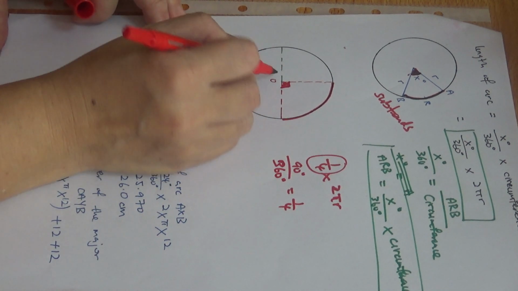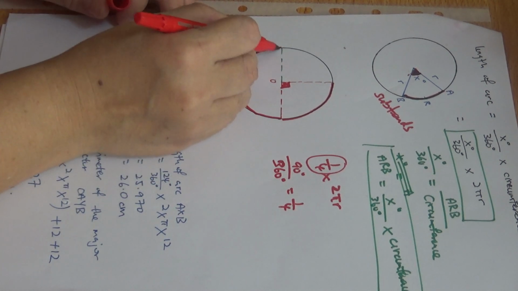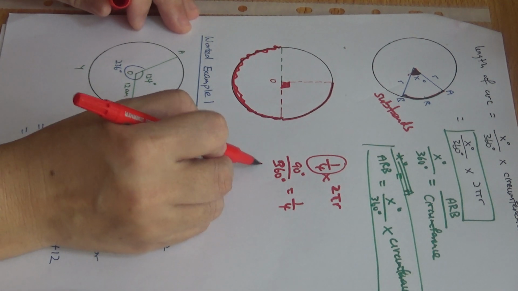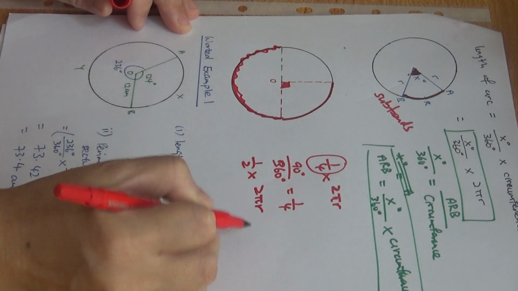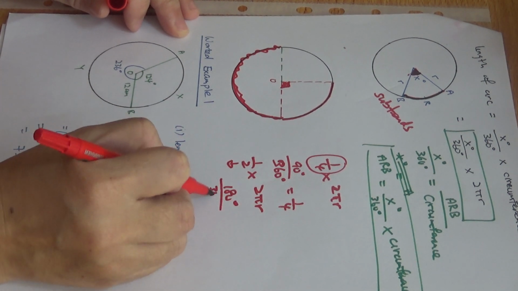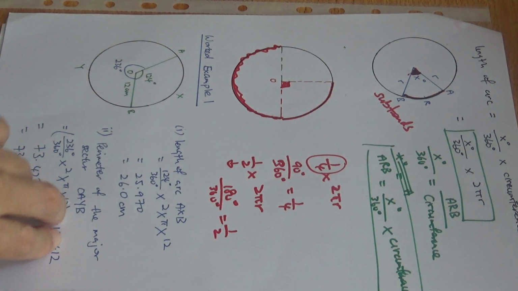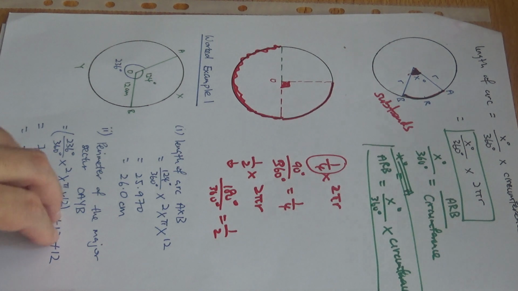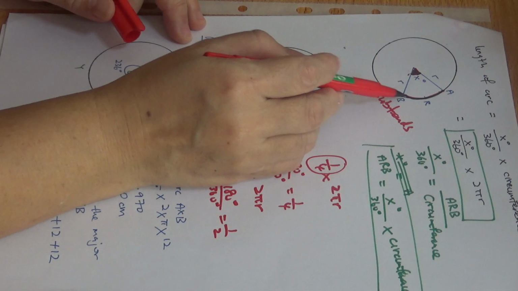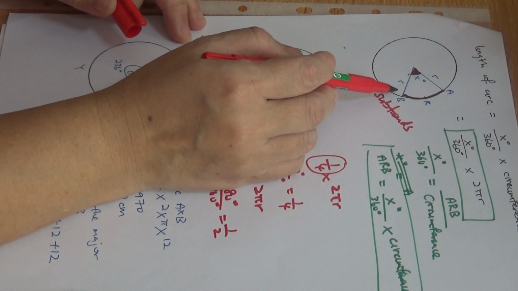Now if we have this semicircle here, what is the circumference of this semicircle? It will be half times 2 pi r. Now how do we get this half? It's actually 180 over 360 degrees, which will give you half. So it is quite clear that if the angle is larger, the arc will be longer. If the angle is smaller, the arc will be shorter.